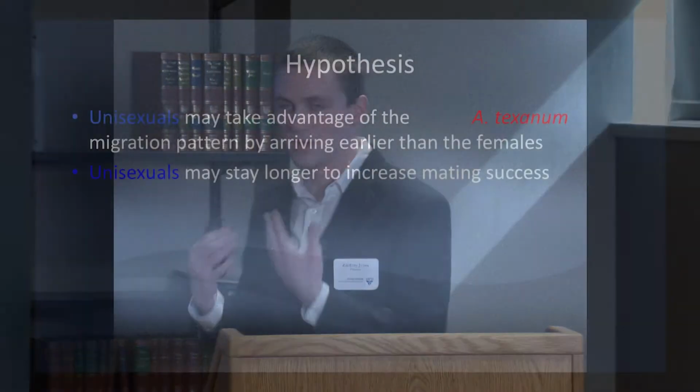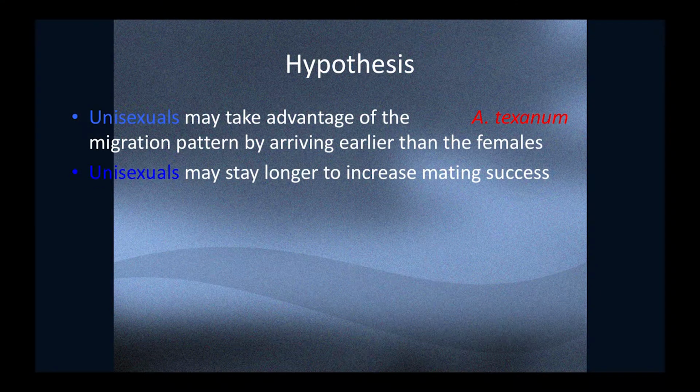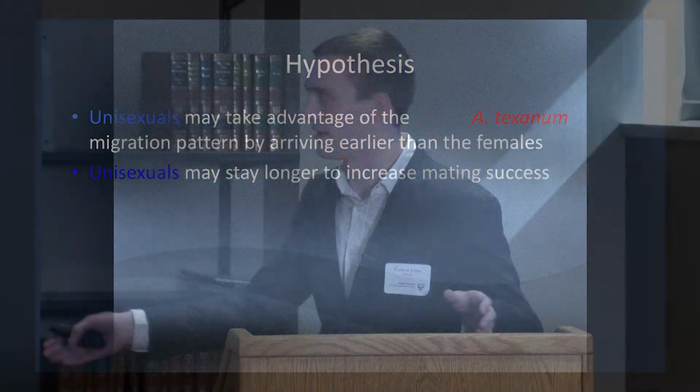So I hypothesize that the Texanum have a certain breeding migration I talked about, where the males arrive first and then the females come second. So I suggest that the unisexuals may take advantage of that by arriving before the females, so that way, maybe the males will see the unisexuals first, and they really don't have a choice, so then they'll just go ahead and mate with the unisexuals. And I also hypothesize that the unisexuals may stay in the wetland longer to increase their chance of mating success.